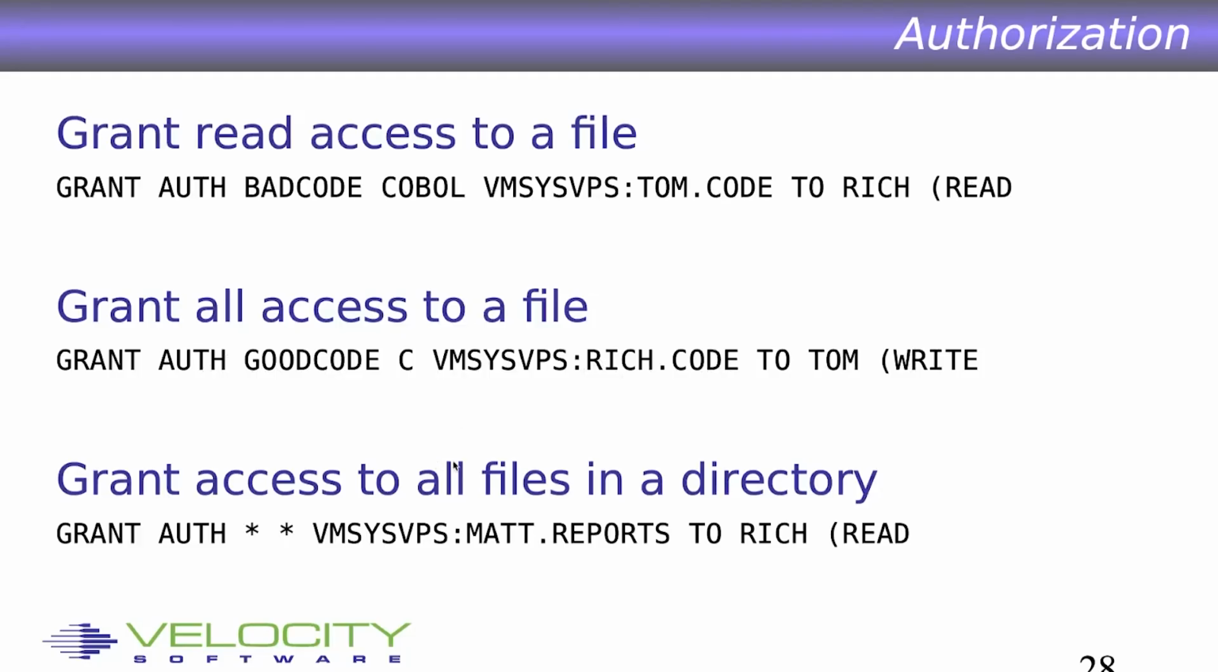To grant access to all files in a directory, which is much easier, instead of a file name and file type, you specify asterisk and asterisk space asterisk. So in this case, we're granting read authority to Rich for all the files, asterisk space asterisk, in the mat.reports directory. So in a nutshell, that is how we grant access to files. This by far is much easier than picking and choosing what files you want to grant access to.